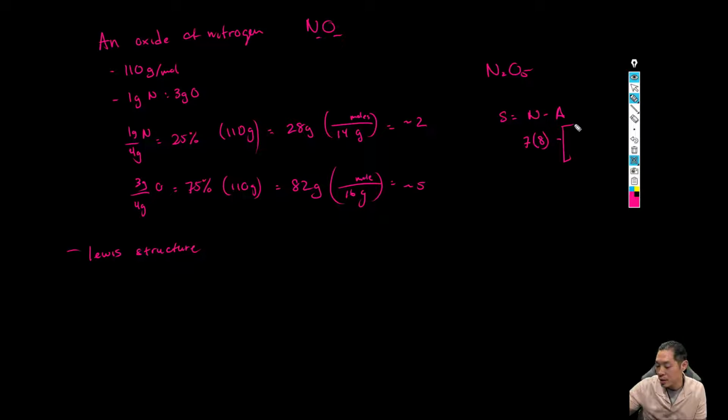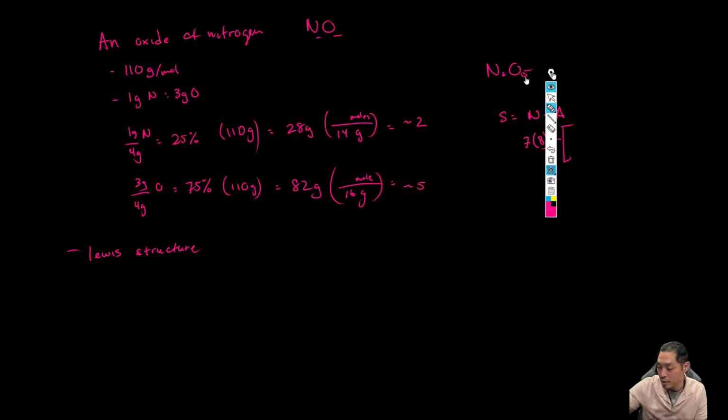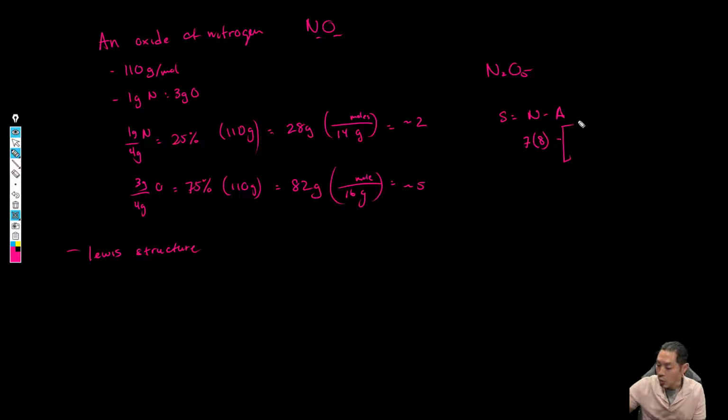I'm going to do it in steps. Nitrogen has 5 valence electrons, so 2 times 5. Oxygen has 6, so 5 times 6. Adding that together: 7 times 8 is 56, 2 times 5 is 10, and 5 times 6 is 30. So 10 plus 30 is 40. That means they're going to share 16 electrons, or have 8 bonds between them.